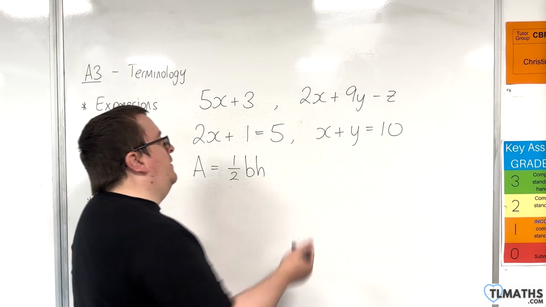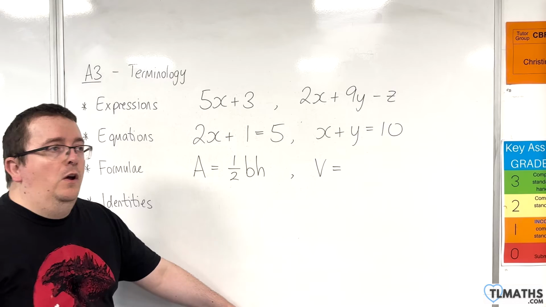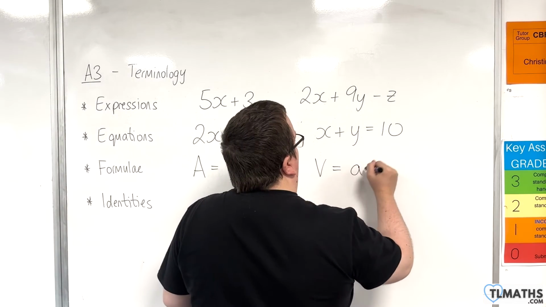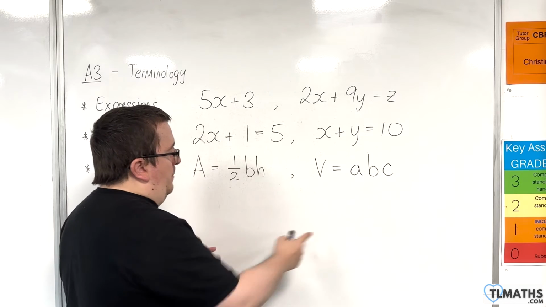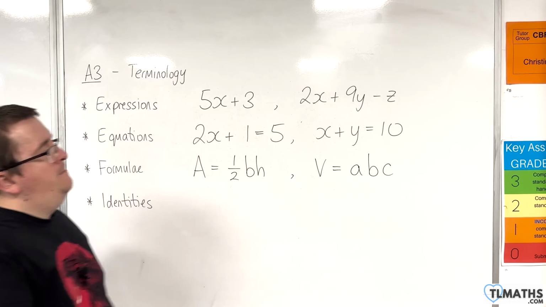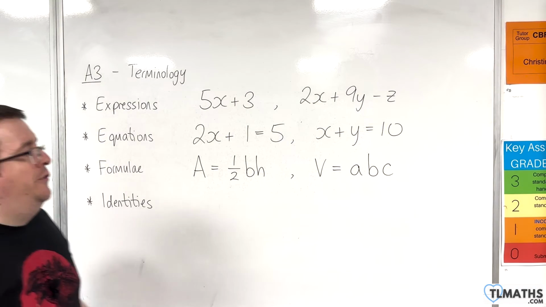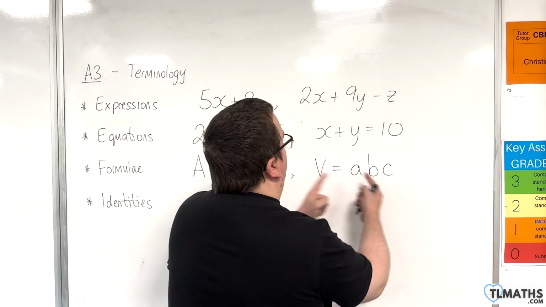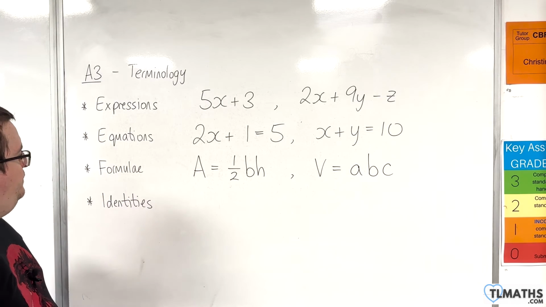We also had things like volume. So the volume of a cuboid was multiplying the three dimensions together. So A by B by C. Okay? So these are formulae. And you can substitute values into the formula to work out whatever's on that left-hand side.